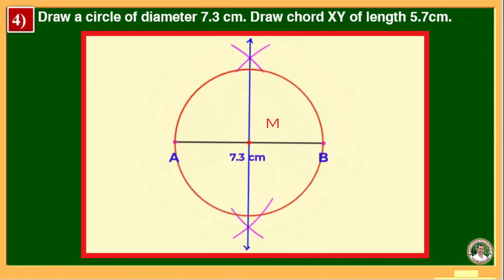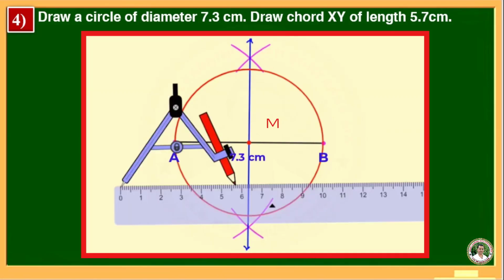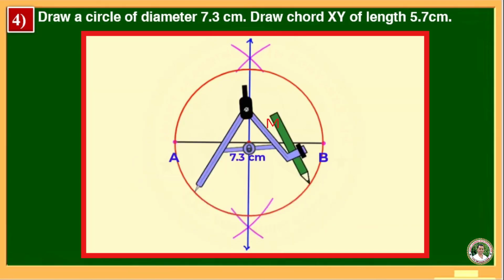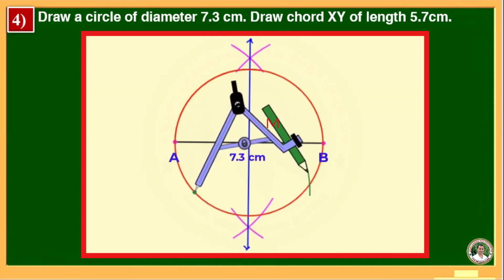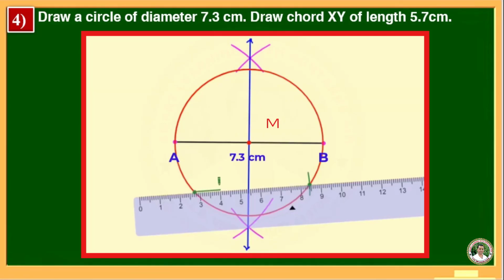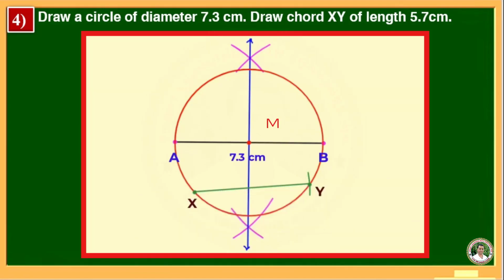Then we want to draw a chord XY. For that, by using scale, take 5.7 cm distance in a scale and on a circle, take any point on a circle and make an arc. This distance is of 5.7 cm and this is a chord XY of length 5.7 cm. This is the required construction of question number 4.